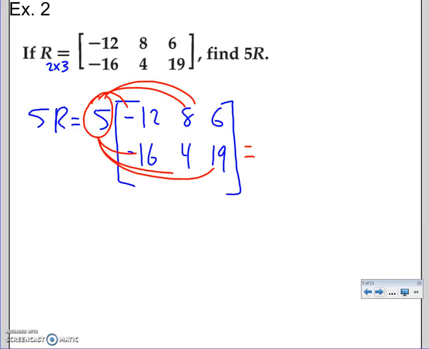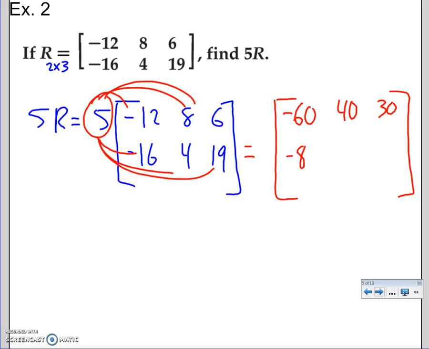So I get negative 60. 5 times 4 is 40. 5 times 6 is 30. 5 times negative 16 is negative 80. 5 times 4 is 20. 5 times 19 is 95. That's my answer. Again, when you multiply a scalar by just distributing a number, the size of the matrix does not matter. You just distribute every single number inside.